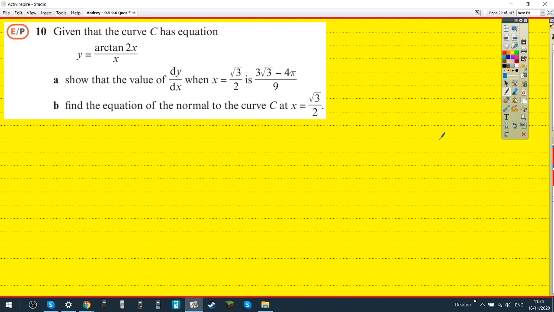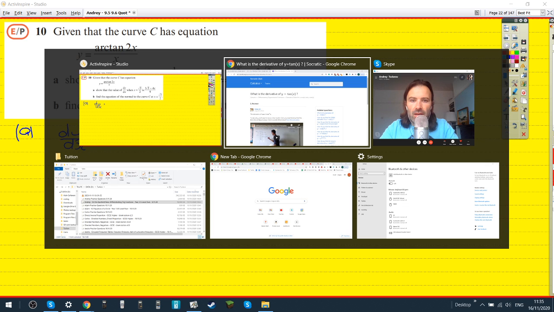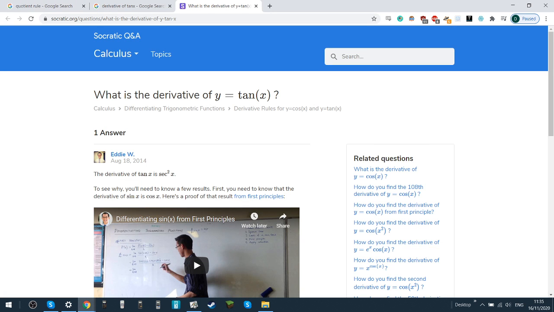Do I need to do xy equals to arctan 2x? I don't think so. I think you could just, because it's y equals. I think you might just do dy dx. Am I allowed to just use my calculator for this answer? Oh no, I can't, because they've already given me the answer. Yeah, it says show that.